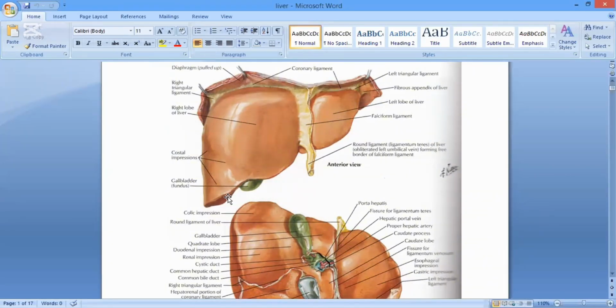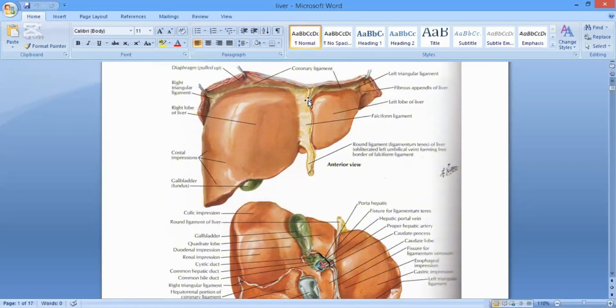And this anterior border over here, you can see it is going to show two notches in its way. The first one over here is called the notch for the fundus of the gallbladder, and this one is a notch for the ligamentum teres. You can see this rounded structure lying over here, and this is the ligamentum teres. We'll talk about this ligamentum teres in a while.